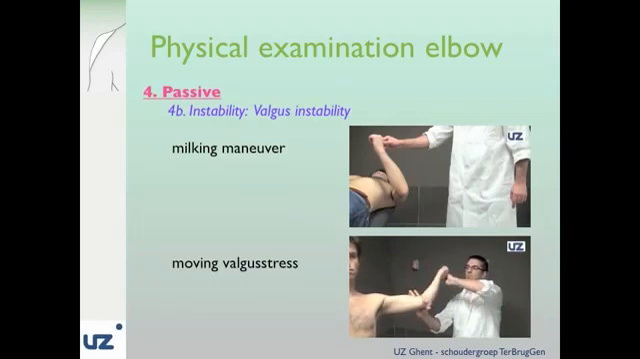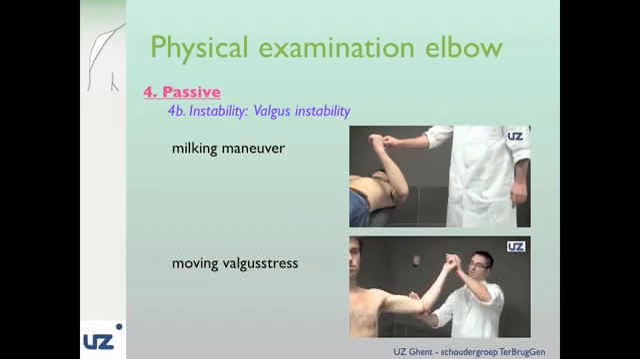The elbow is gently flexed and extended while applying a valgus stress. A positive test will elicit pain at the arc of motion between 80 and 120 degrees.